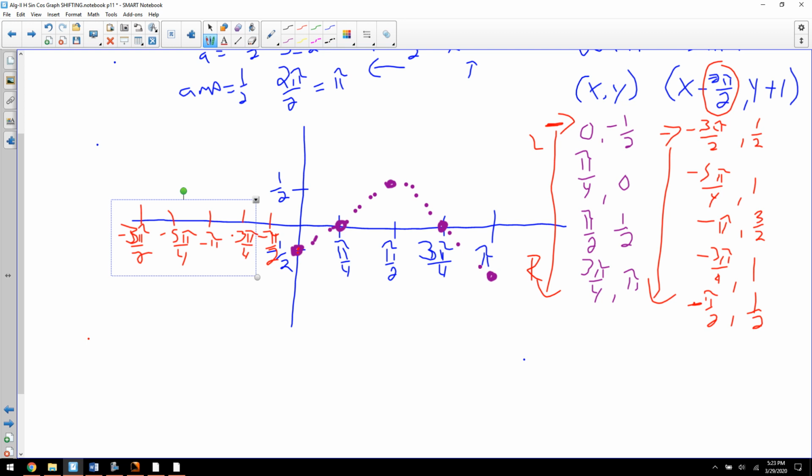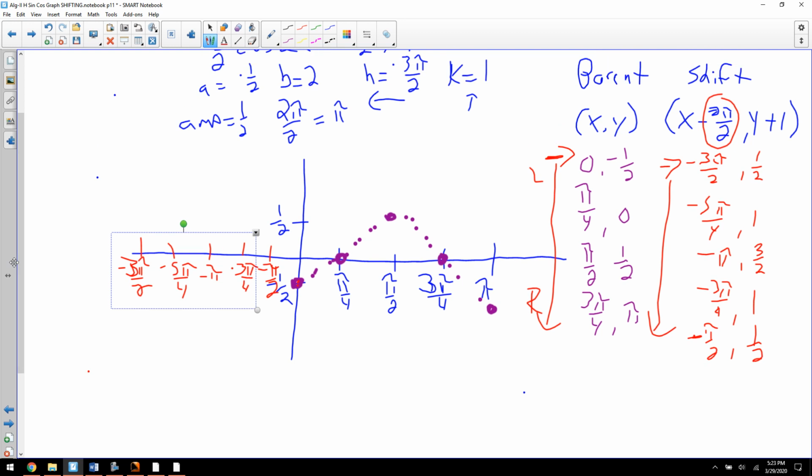Okay? From here, you know where all your y values are. So all of our y values, it just has to go up to 1. And then we have another one up here at 3/2. So you just start plotting it from here. So let's see, negative 3 pi over 2, 1/2, it goes to 1, it goes to 3/2, back to 1, and then back to here. And there's your graph. I apologize for the graphing with the stylus here.